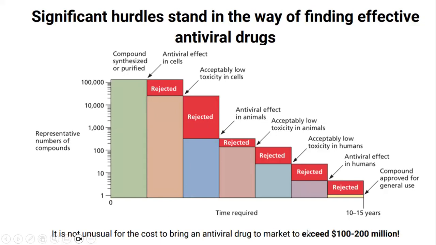And this, it says there, could be expensive. So $100 to $200 million. And also time taken, because imagine having to run this first on cells, then run it on animals, making sure it's low in animals, then run it in humans. Yeah, so that takes about 10 to 15 years. So creating antivirals is a very long process.